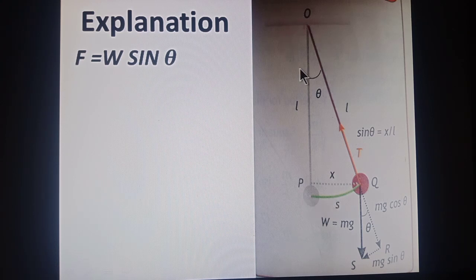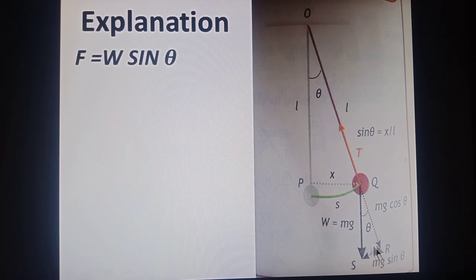Now if theta is the angle which this string makes with its initial equilibrium position, then we resolve its weight in two components. One is called mg cos theta. mg is weight of the bob. Weight is the force. So this force W or mg cos theta, it is the component of weight that is acting along the string. And the next component is mg sin theta, which is perpendicular to this mg cos theta.